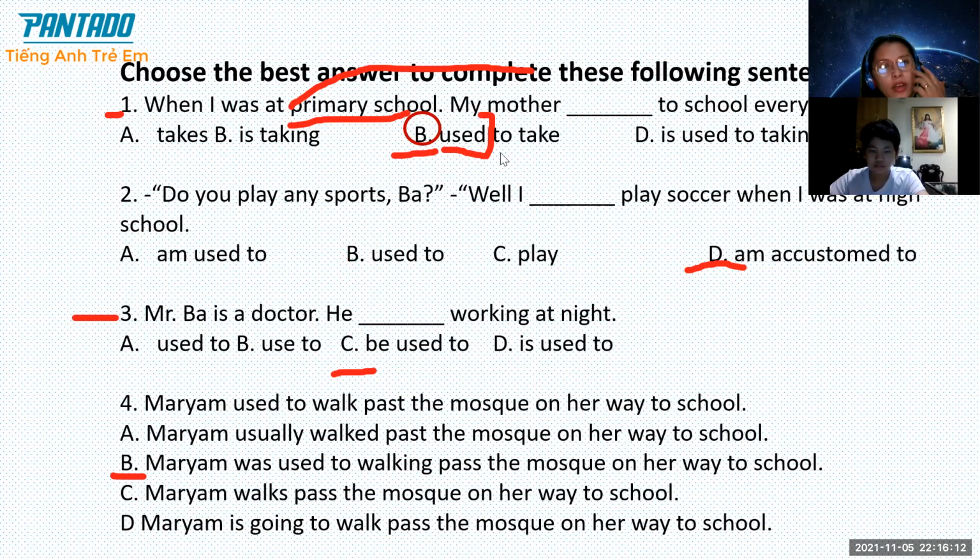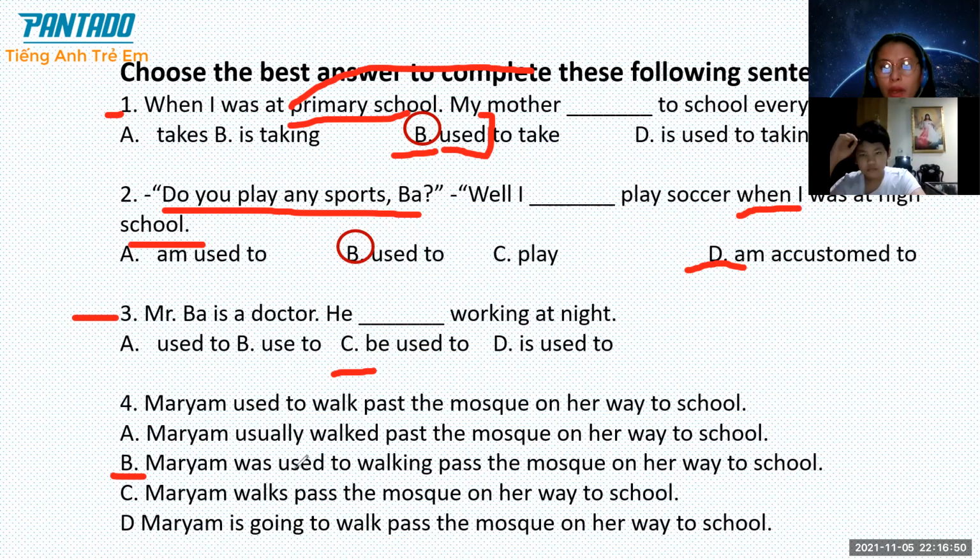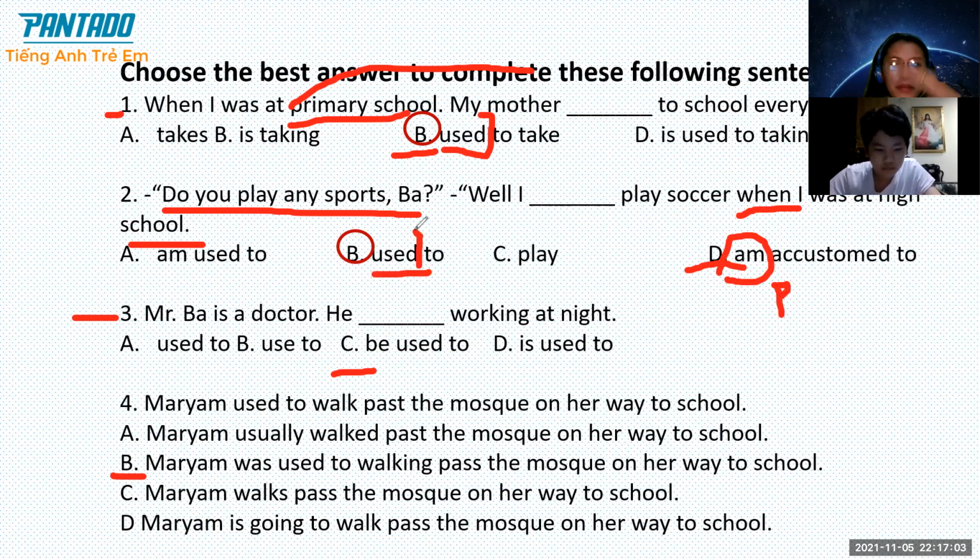For number 2, can you try to read number 2? Do you play any sport? Yes, I'm accustomed to play soccer when I was at high school. Your answer is I'm accustomed to play, but the correct answer is letter B, used to play. When you say accustomed to, it means present. When you use used to, it means in the past. Because when I was at high school, that's why the correct answer is used to play.